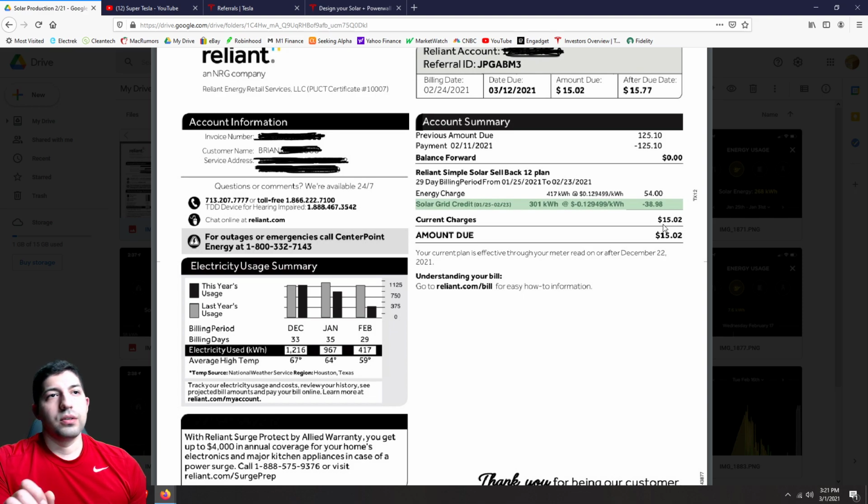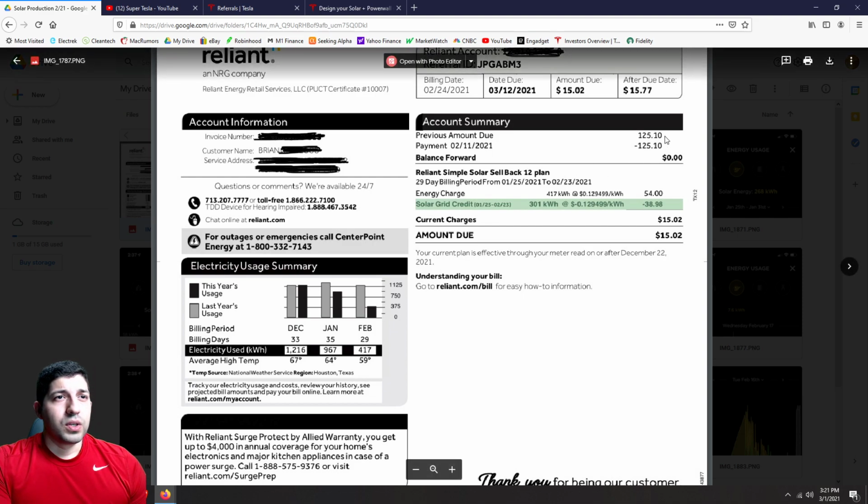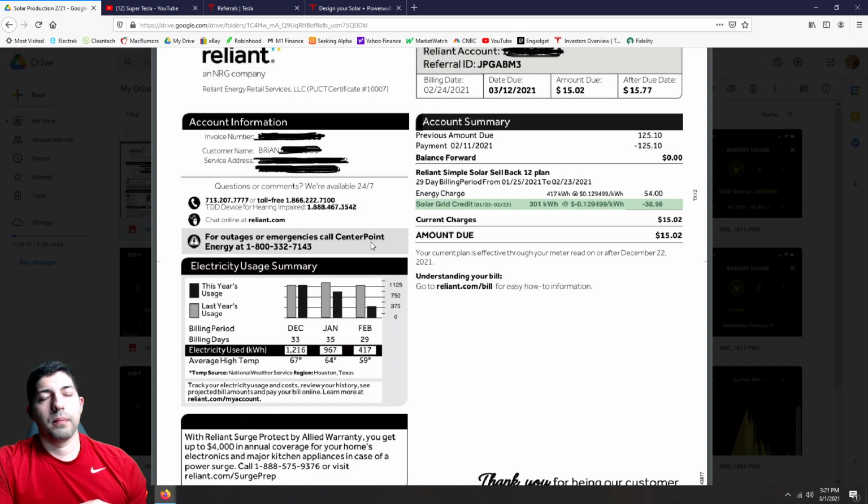But we got the solar loan. So my previous month was $125. That's when I changed it to month, because I was under a contract before that where I would pay $180 flat fee every month. So with that being said, I did sell 301 kilowatts to Reliant, and I used 417.